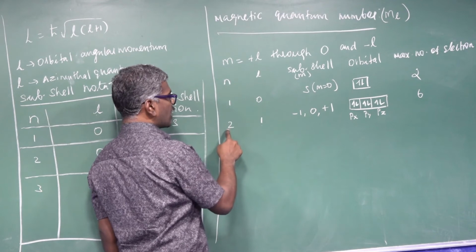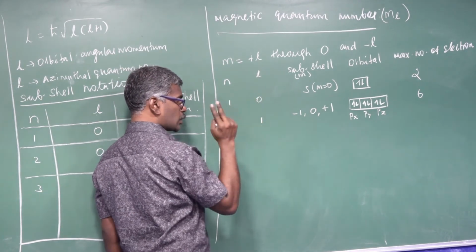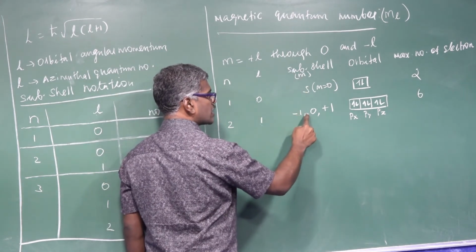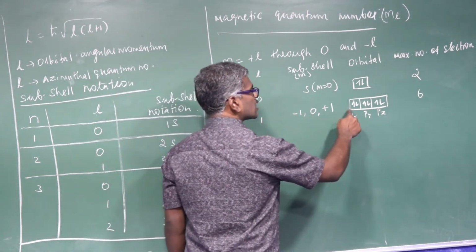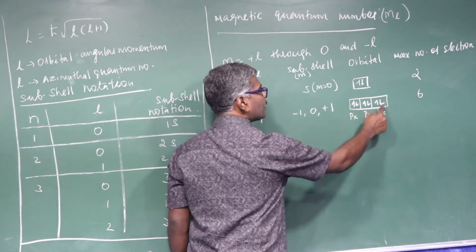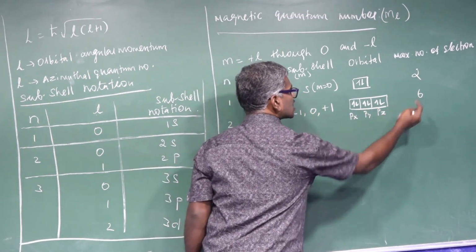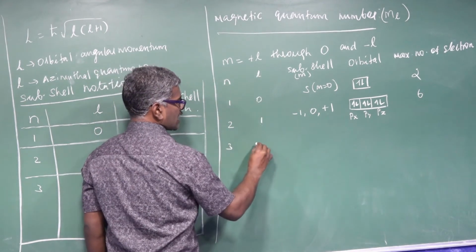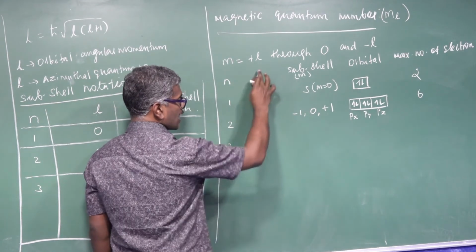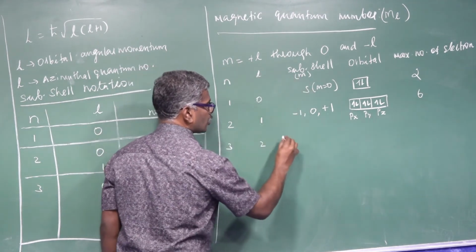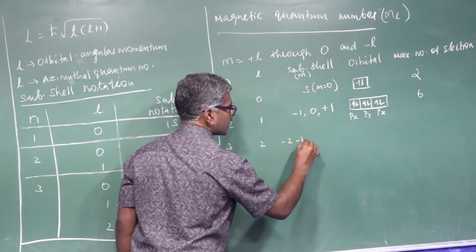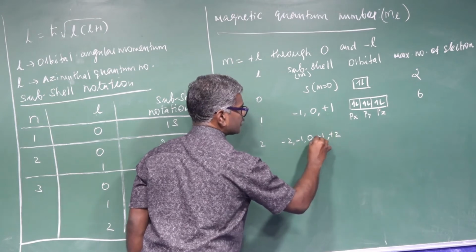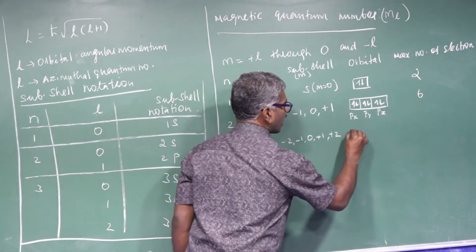If n value 2, then L value has 2 possibilities: 0, 1. What about m value? -1, 0, +1. Totally how many possible orbitals? 3 possible orbitals. Totally how many electrons? 6 electrons. Another one. See, n is equal to 3, L is equal to 2. L is equal to 2 means what about m value? -2, -1, 0, +1, +2. Totally how many values? 5 values.